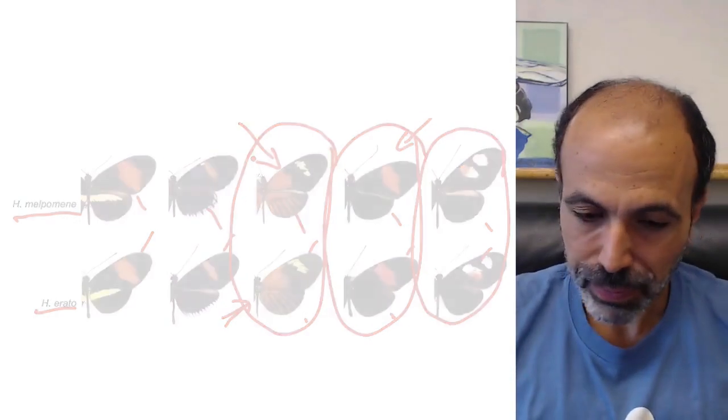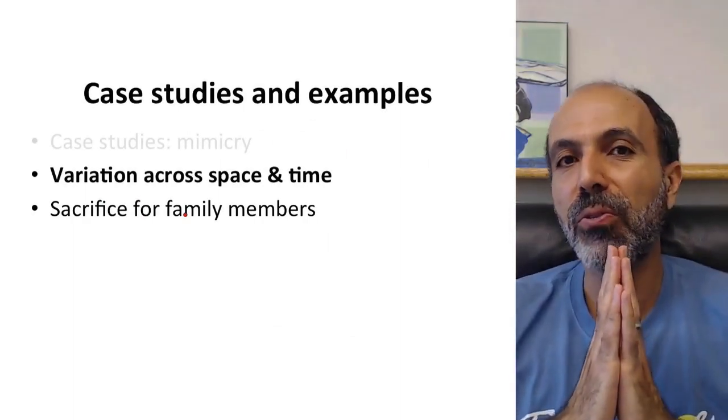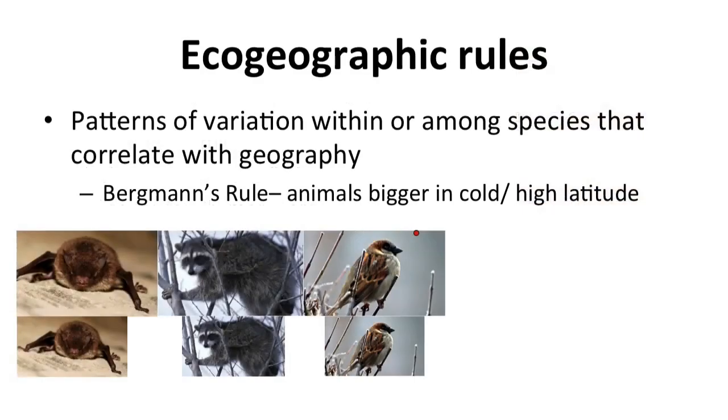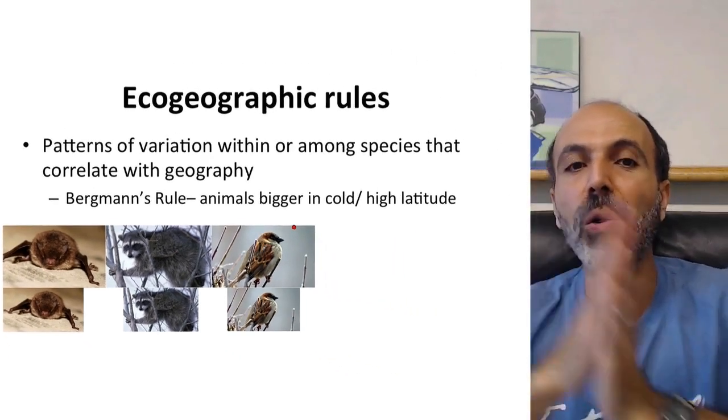So, moving on. I want to talk a little bit about variation across space and time. Now, there are a couple of things that are often referred to as ecogeographic rules. These ecogeographic rules are patterns of variation either within a species or across a species group that tend to correlate with geography. So for example, having a particular trait in cool environments but not having that trait in warm environments. And when you see this pattern over and over again, either within species or across species, within a particular species group, that's indicative that there's some reason behind this, that there's some adaptive value to having a particular trait in the cold but not in the warm.